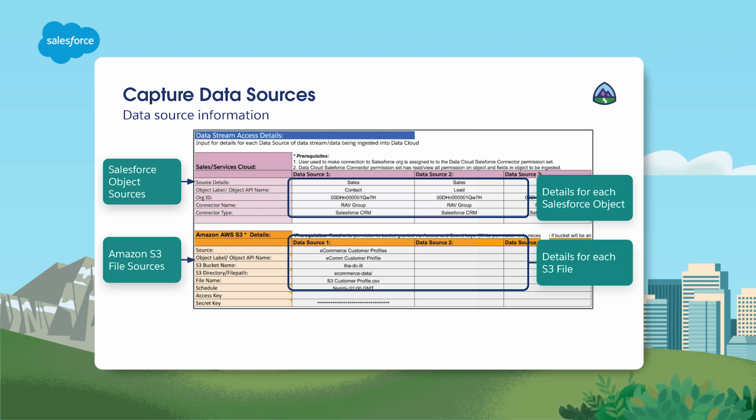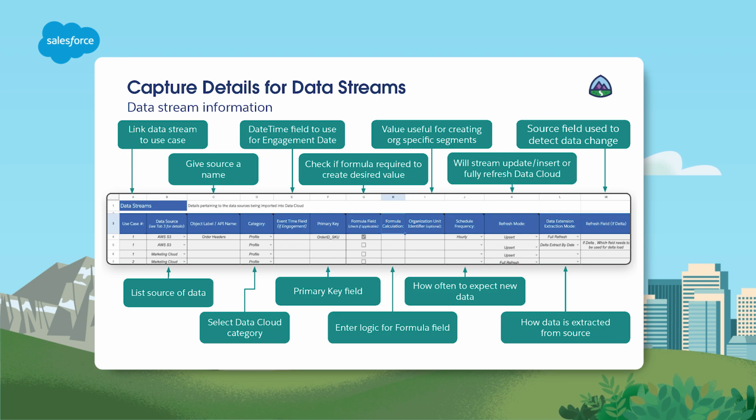Detail the access parameters for data streams. Gather and specify the information required for each data source that is being integrated into Data Cloud. And ensure that all personal and sensitive information is handled in accordance with data protection and privacy policies. That last step is most important. Finally, capture details for data streams. This includes names, sources, refresh schedules, configurations, etc.